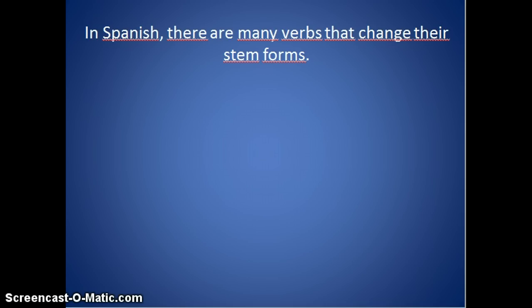We have learned tener and venir that go tiene and viene, for example. We've learned yo goes, we've learned yo oys, like yo soy. We've learned lots of different kinds of things. This lesson is going to only focus on the O to UE stem changers. We have already seen a U to UE stem changer in the verb jugar.